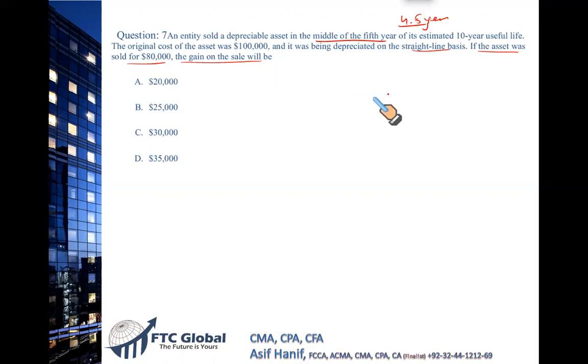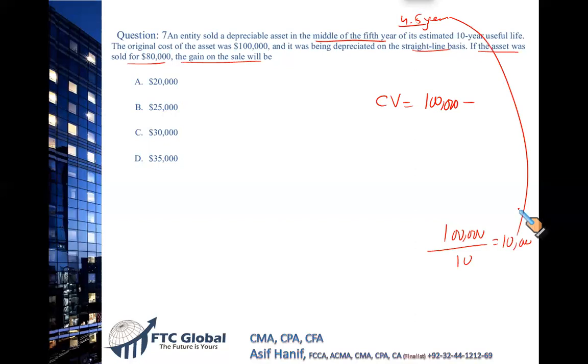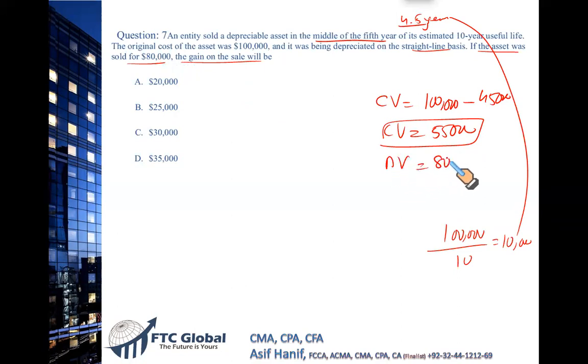Let's do first the conventional approach. First, we'll find the carrying value. It is equal to the original historical cost minus accumulated depreciation. Now, this asset was acquired for $100,000. It is not going to have any scrap value or residual value. Just divide it by 10. That means the annual depreciation is $10,000. If there are 4.5 years, your accumulated depreciation for 4.5 years will be $45,000, which means your carrying value is $55,000, right? Now, if carrying value is 55, disposal value is 80, clearly there is a gain. The difference between these two is 25. So that makes B the correct option.